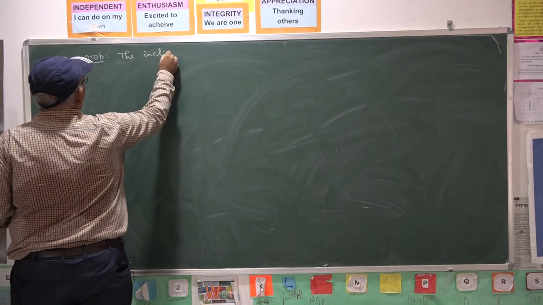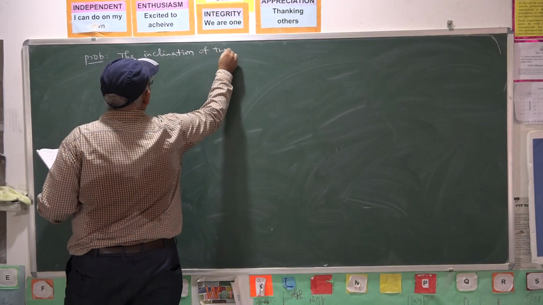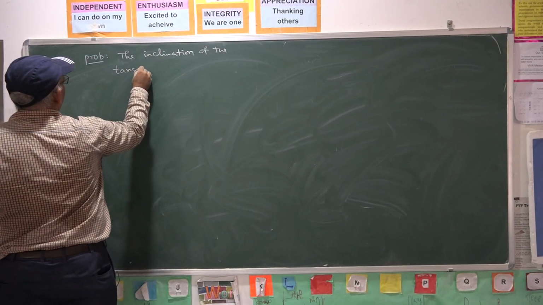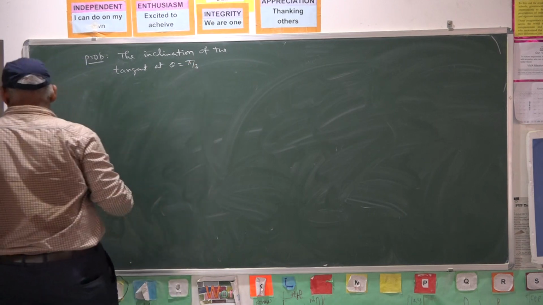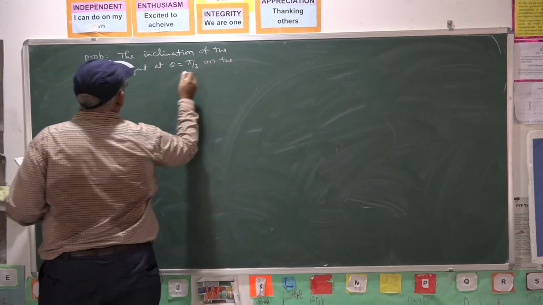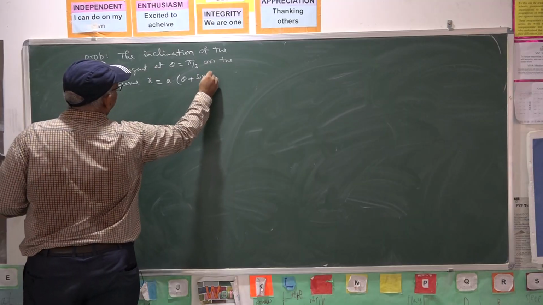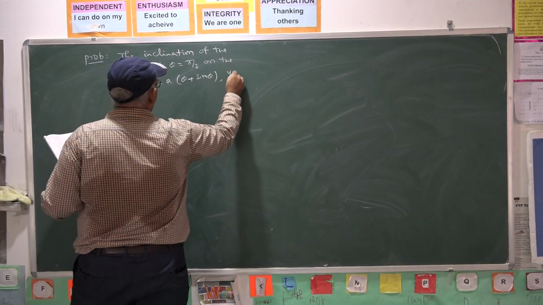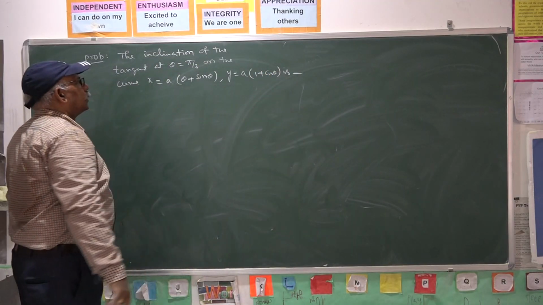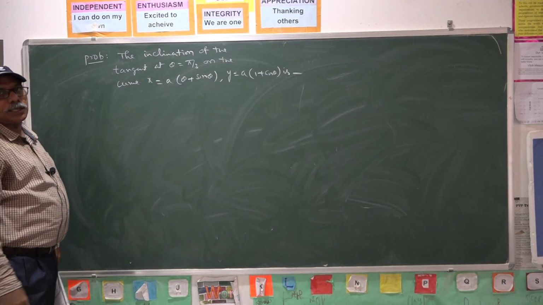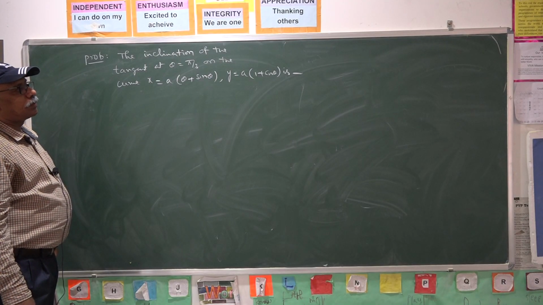The inclination of the tangent at theta equal to pi by 3 on the curve x equal to a into theta plus sine theta, y equal to a into 1 plus cos theta is... the inclination of the tangent at theta equal to pi by 3 on the curve x equal to a into theta plus sine theta, y equal to a into 1 plus cos theta.